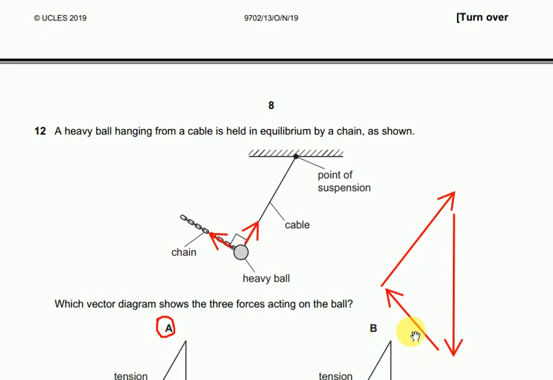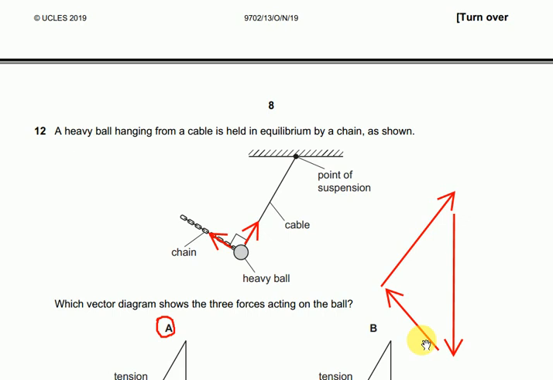The thing to remember over here is that the tension in the cable or in the chain or anything is always acting away from the object. In our case, the heavy ball is the object. So tension in the cable is always acting away from the object, and tension in the chain is acting away from the heavy ball. So this direction of vector would be of the cable. This one I have placed over here, and this is the chain.